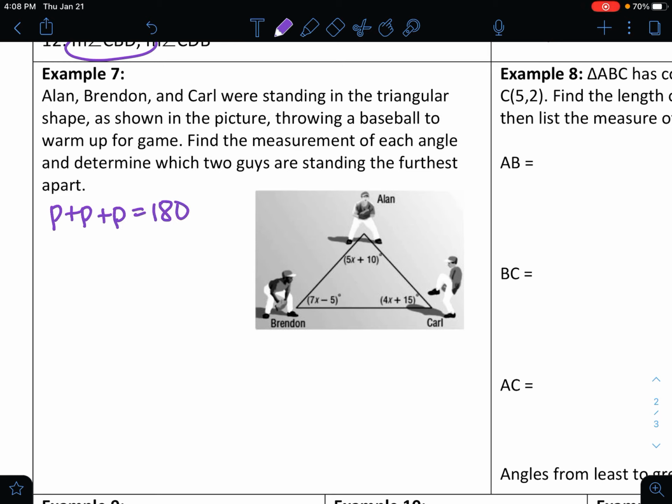When life gives you 3 angles in a triangle, add them to make them equal 180. All right, so that's going to be 7x minus 5 plus 5x plus 10 plus 4x plus 15. And then make that equal 180.